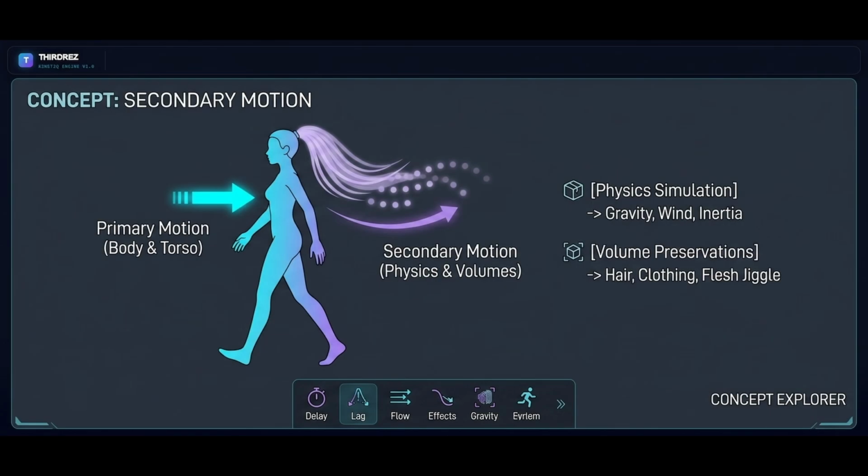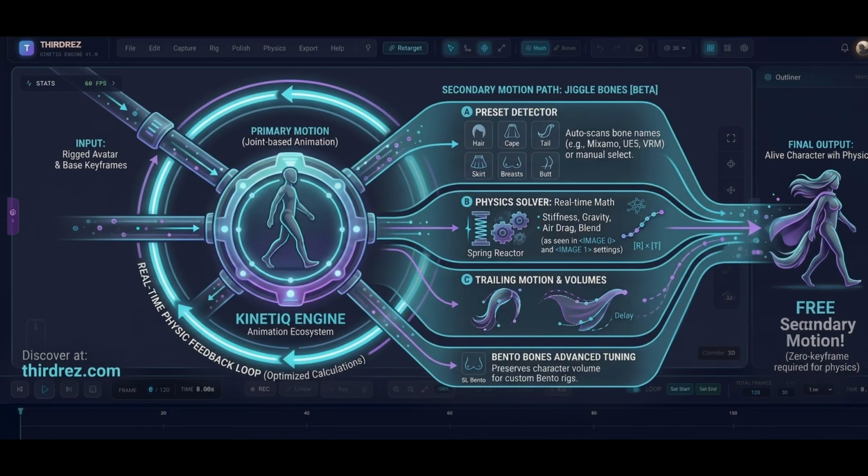Quick concept time. When you walk, your hair lags behind a tiny bit, your clothes shift, your accessories swing. That is called secondary motion. It's the secret difference between a stiff mannequin and a living, breathing character. Animating this by hand, bone by bone, frame by frame, would take you weeks. We are not doing that. Kinetiq has a built-in physics engine that does the math for you.